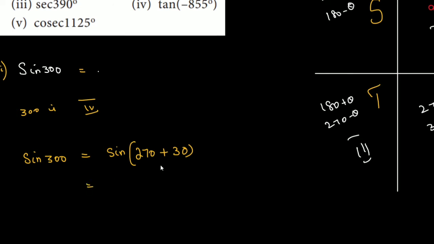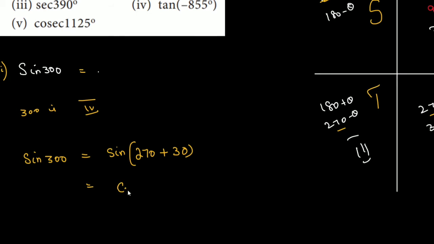Now, when you write in terms of 90 or 270, remember, you should change the ratio to its complementary ratio. So, sine will change to, what is the complementary ratio of sine? It is cos. Sine of 90 minus theta is cos theta. So, sine of 270 plus theta will become cos, and then write this 30. So, sine of 270 plus 30 is cos 30.